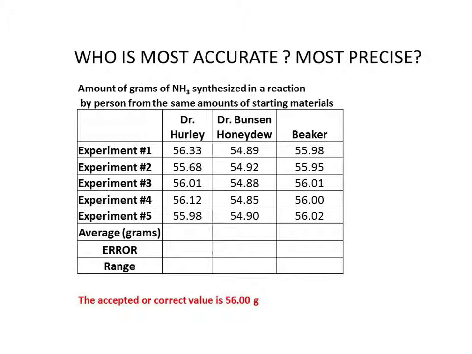Our correct value for this process is 56 grams, and then these are the data measurements that we've made for each individual scientist. We've run the experiment 5 times for each scientist, so your job now is to fill in the mean for each set of data, calculate the error and calculate the range, and then predict which one is accurate, which one is precise, and if it's both, which one is both precise and accurate. So your goal now is to stop the video, copy all this information down, work the answers, and then when you're ready, start the video again. So stop the video now.